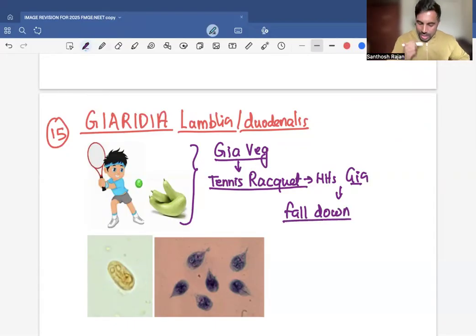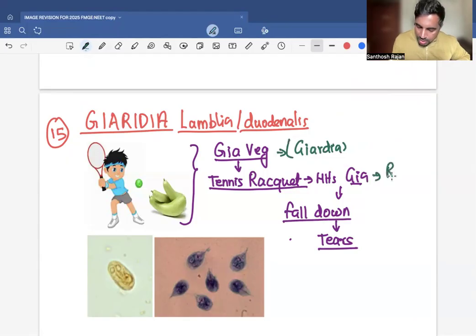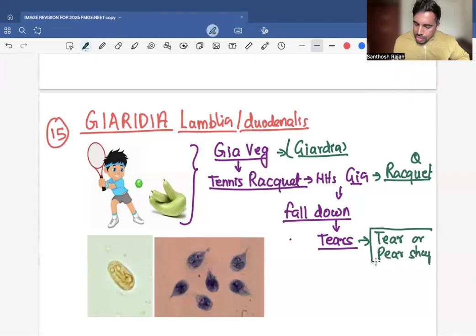The rest you already know. Not only does it fall down; after that, when you give ghee vegetable to a non-vegetarian guy, definitely he is going to tear up, he is in tears, he's crying. So what does it mean? Very simple. Giardia, the shape is called tennis racket appearance. Some people also call it tear-shaped or pear-shaped. Everything is a right answer here. So who cries? A person eating ghee vegetable will cry, and a person who doesn't like ghee hits it with a tennis racket.